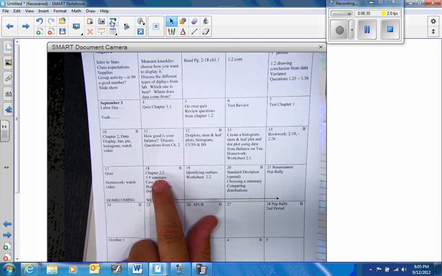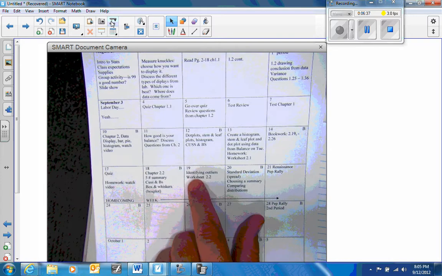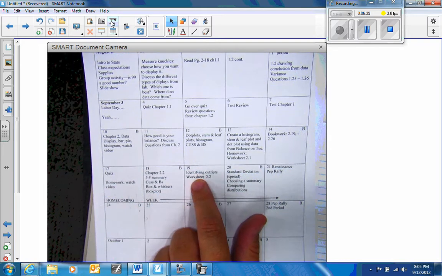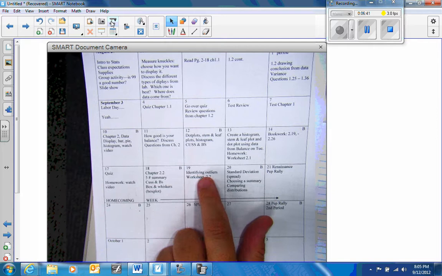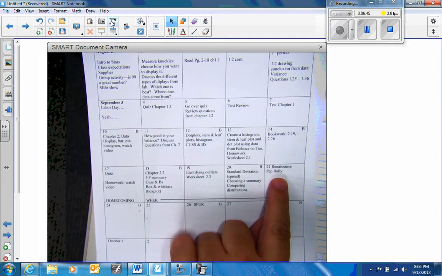After our quiz, we're going to go to chapter 2.2. We're going to do 5-number summary, Q1 and Q3, and a box and whiskers, which is a box plot. We're going to spend a day identifying outliers. We're going to do a worksheet this day. Then I'm going to go into standard deviation. And then I'll fill in the rest of these tomorrow.